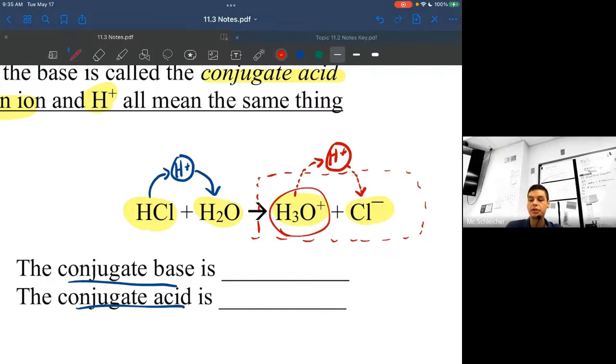So since H3O plus would have to give away an H plus, do you think it's going to be the conjugate base or conjugate acid? It would probably be the acid. So H3O plus is indeed the conjugate acid there, which means Cl minus, which would have to accept the H plus in order to get back to where we started, would be the conjugate base.